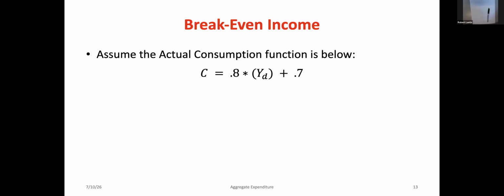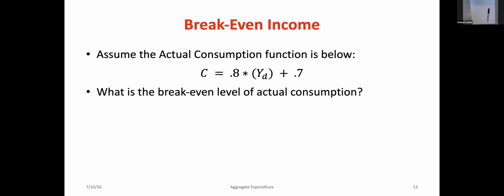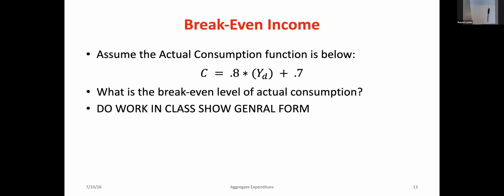In a problem, I could give you the marginal propensity to save. That's not our slope. Our slope is the marginal propensity to consume, so I would have to do 1 minus that. So how do I find this break-even level of actual consumption? Given a certain amount of disposable income, what is my consumption, and what would the break-even level be? We'll work through two examples like that.